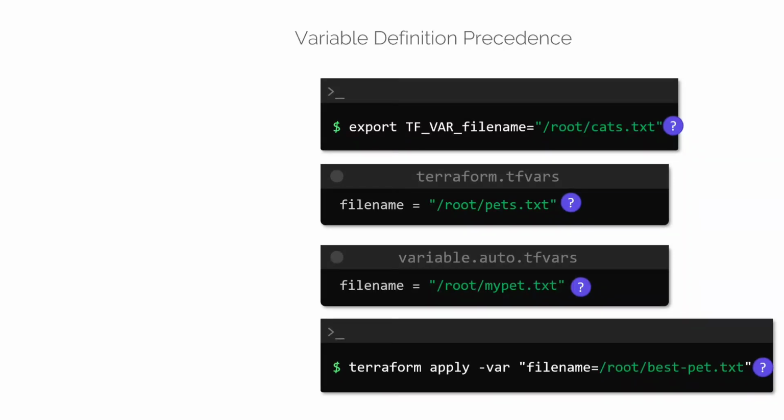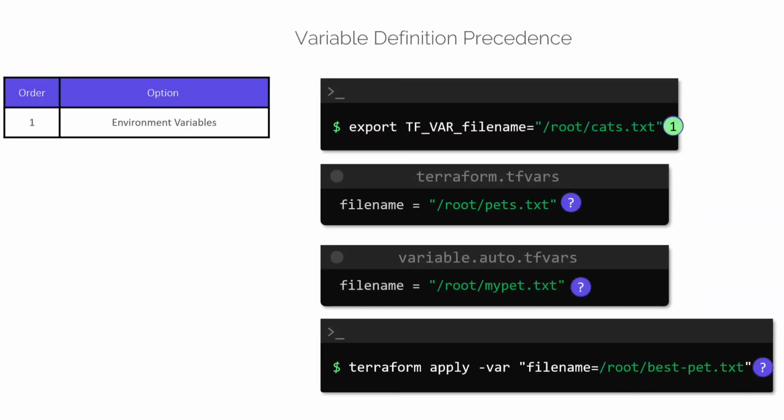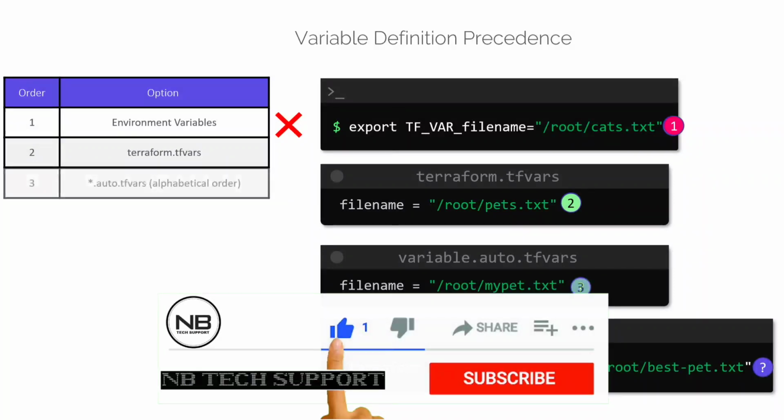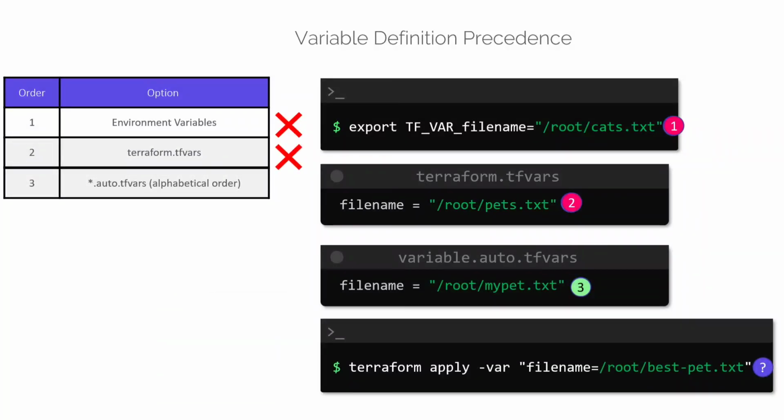Terraform follows a variable definition precedence order to determine this. First, it loads the environment variables. Next, the value in the terraform.tfvars file. This is followed by any file that ends with the .auto.tfvars or .auto.tfvars.json in an alphabetical order. And finally, Terraform considers the command line flag of -var or -var-file, which takes the highest priority and will override any of the previous values. In this case, the variable filename will be assigned the value of /root/bestpet.txt. That's it for this lecture.